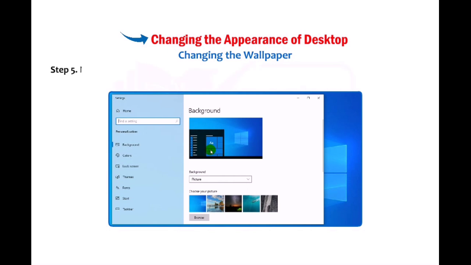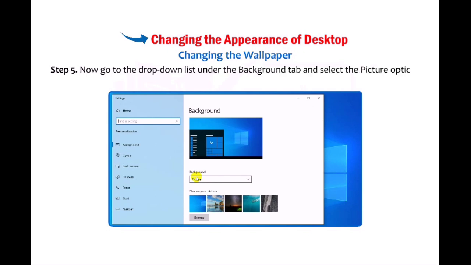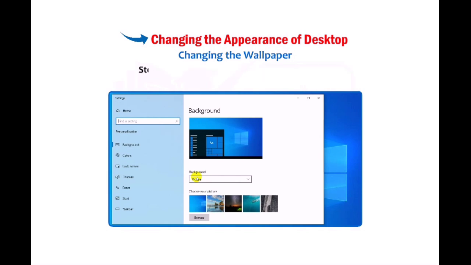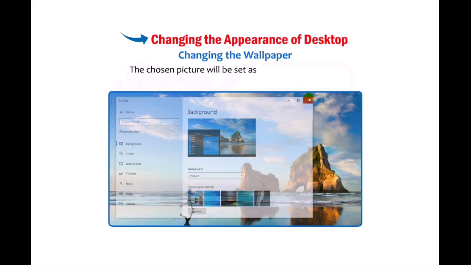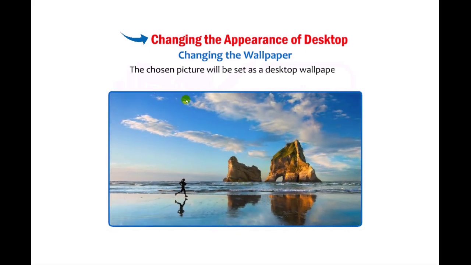Step 5. Now go to the drop-down list under the Background tab and select the Picture option, if not selected. Step 6. Choose the picture from the available list. The chosen picture will be set as a desktop wallpaper.